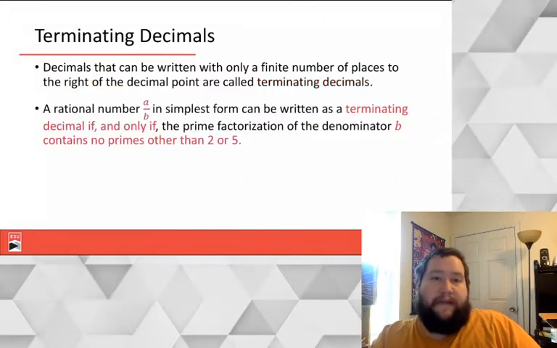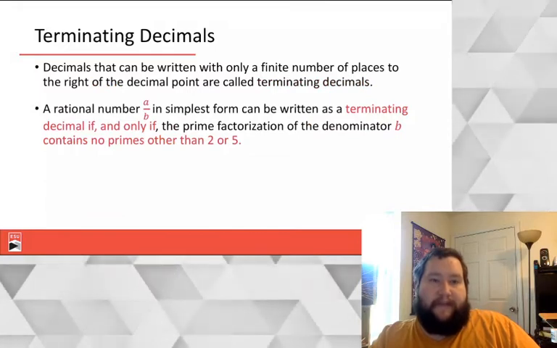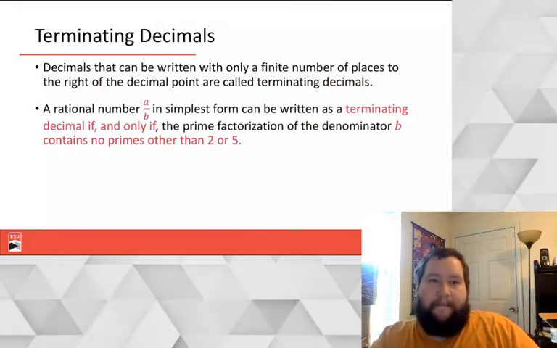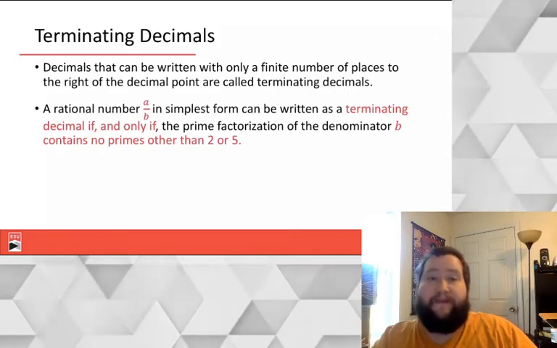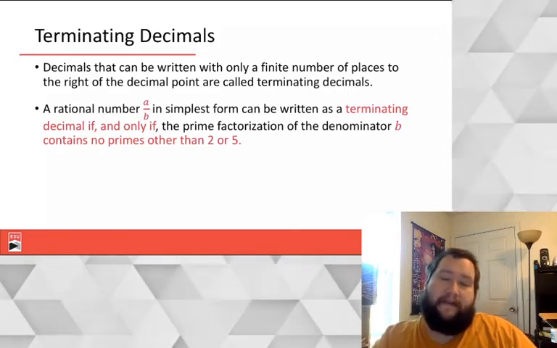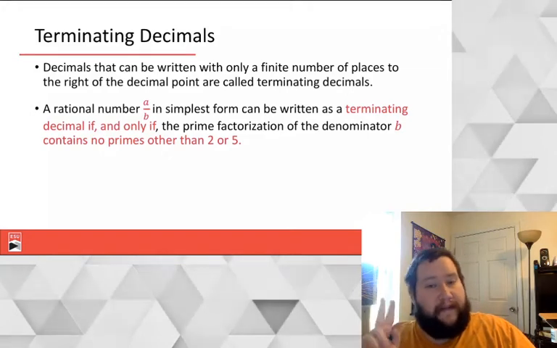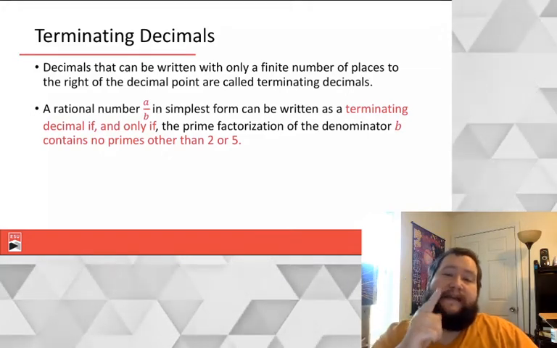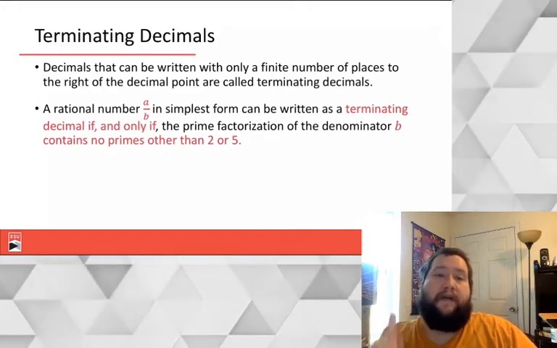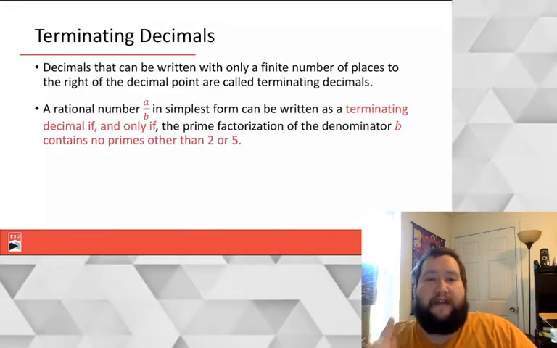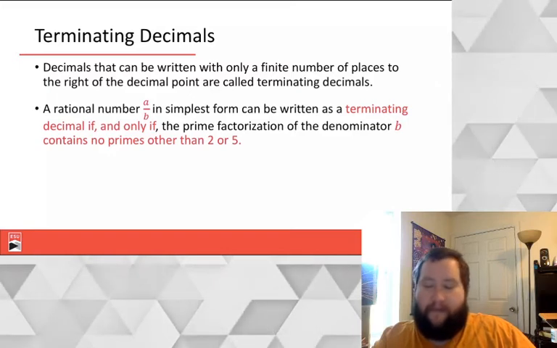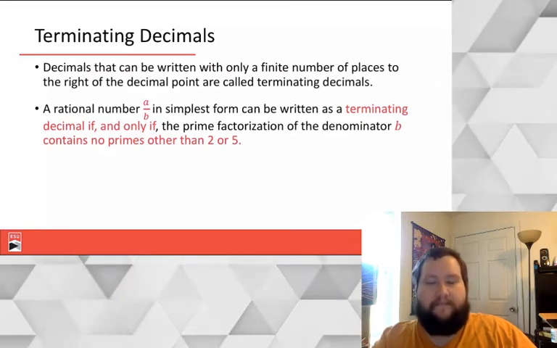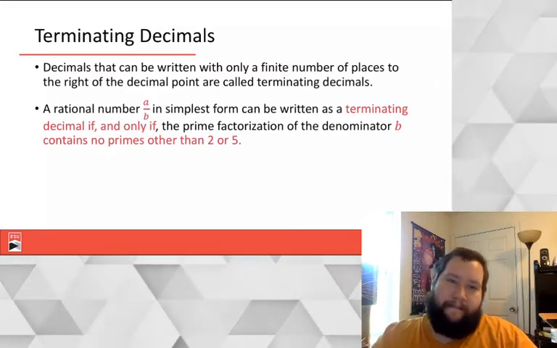So decimals that can be written with only a finite number of decimal places to the right are called terminating. And a rational number, a divided by b, in its simplest form can be written as a terminating decimal if and only if, so this says these two things are equivalent, the prime factorization of the denominator b contains no primes other than 2 or 5. Let me unpack that.